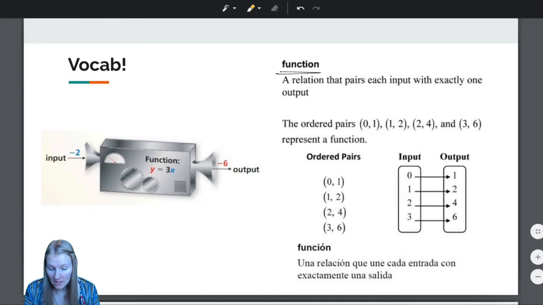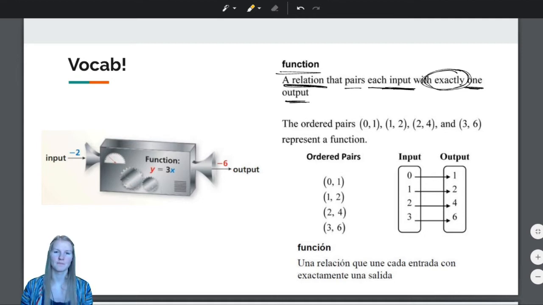So a function is just a relation. It takes how many hamburgers you order and it gives you the price of the meal that you are buying. Whatever the relation may be, it pairs each input with exactly one output. That's really important. A function takes each input and pairs it with exactly one output.